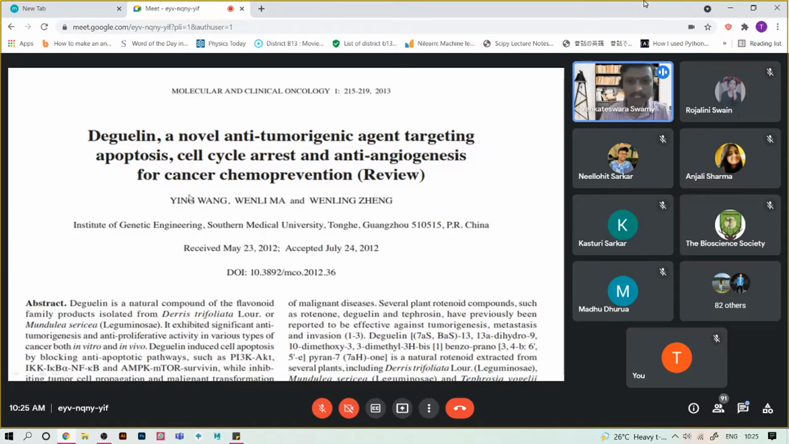And Wang et al. did this review in such a way that they mentioned that the compound is a flavonoid family produced from various plants. So here you can see the dairies, trifolium, and these are all leguminous plants. This plant has degulin, which may act as an anti-tumorigenic agent, targeting these three cell signaling pathways. So we will see those now.